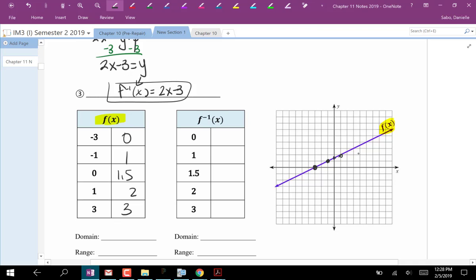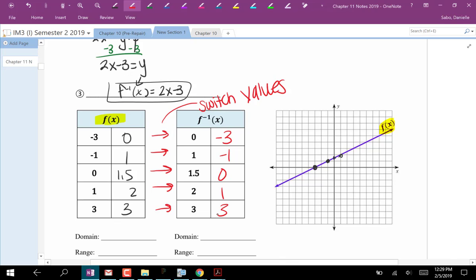Now, what happens to all of the x and y values in this situation? When I come over to my inverse, what happens? They all switch. If you need to make a note here, write switch the values is what you're doing. Sorry, mine's very laggy. So 0, negative 3 then. 1, negative 1 now. 0, 1.5 becomes 1.5, 0. We're just switching them. That's all we're doing. 1, 2 becomes 2, 1. And 3, 3 becomes 3, 3. Because when you switch them, they're the same number. Question?